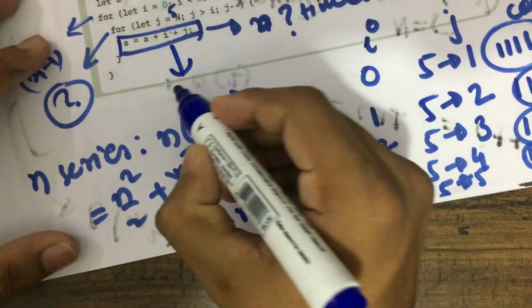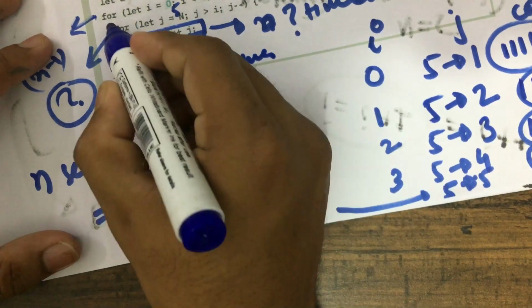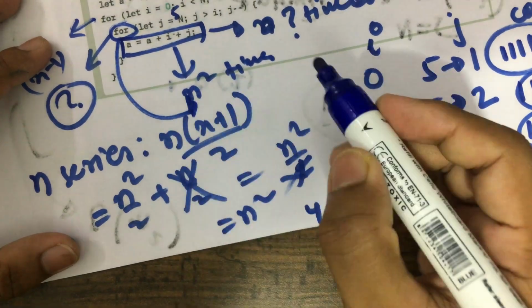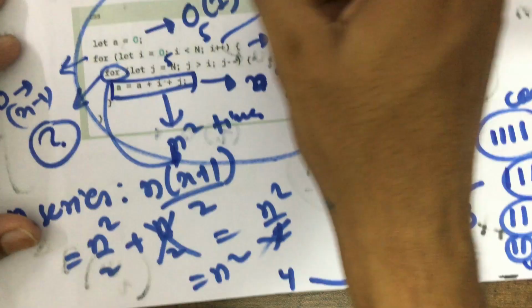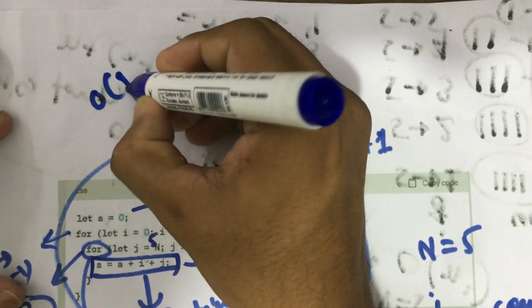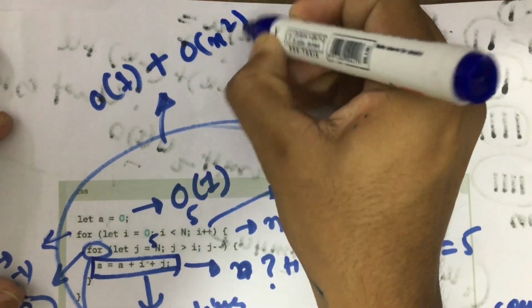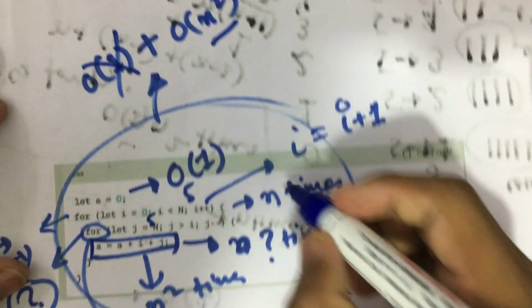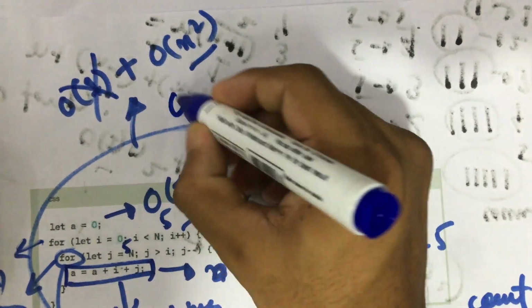So this statement will execute n square times, or say this inner for loop will execute n square times. Basically the overall complexity of this snippet of code becomes O of 1, ignore that, plus O of n square. So which is the dominating term? For sure this. So basically the big O of this very snippet of code becomes O of n square.